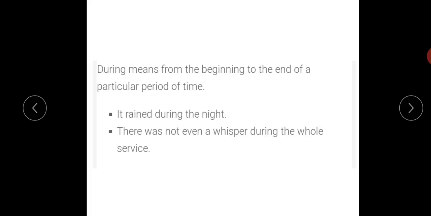Okay, for example, you can see the sentence, it rained during the night. Okay ma? It rained during the night. And the next one, there was not even a whisper during the whole service. Okay, there was not even a whisper during the whole service. First sentence, it rained during the night.